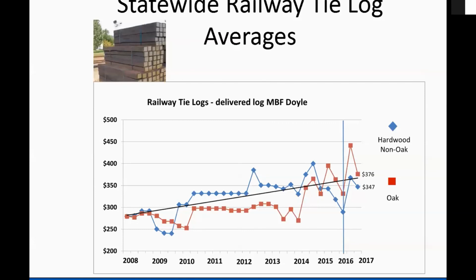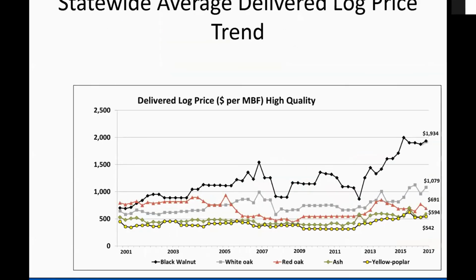So you get right around $375 per 1,000 board feet for oak railway ties. And so that's red or white oak. You see here, you've got white oak lumber price. You're right around $1,080 for 1,000 board feet. So you go from having a lower value industrial product, you get into some higher quality products in lumber, and your value is increasing.